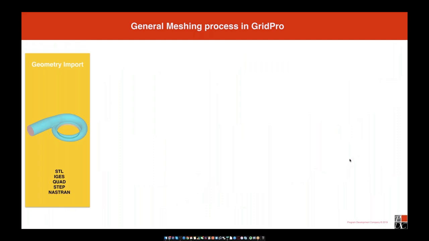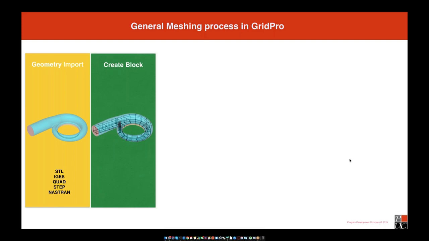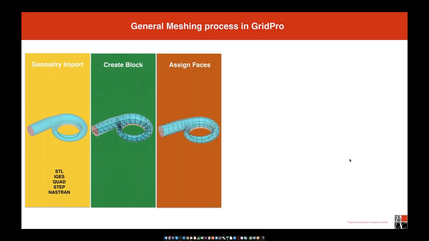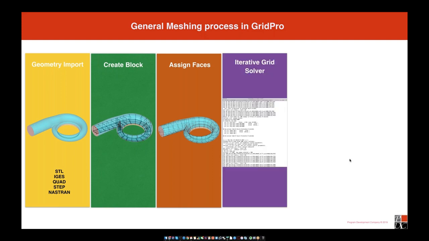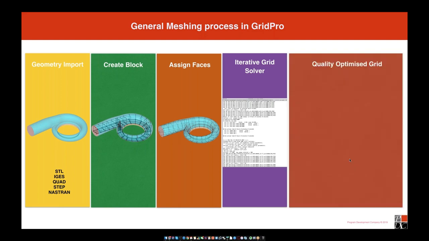I'll first explain the general meshing process in GRIDPRO and then move to our specific case of Volute. So first, geometry is imported into GRIDPRO and the blocks are created. The block creation process is very flexible. It has to just have a rough topological representation of the geometry. Once the blocks are created, there is a stage of association where you have to identify the faces which have to be projected to the geometry IDs. This is a very easy process because you're not manually going to project. You're just going to specify where the grid faces are going to lie. Once that's done, it is given to the iterative grid solver, and the iterative grid solver runs to give you a grid which is quality optimized.